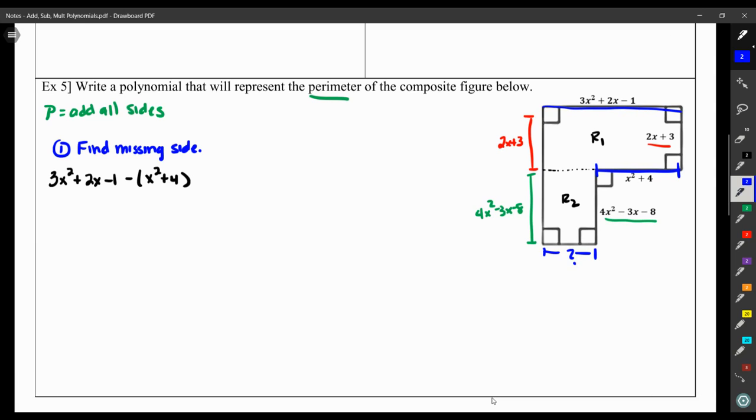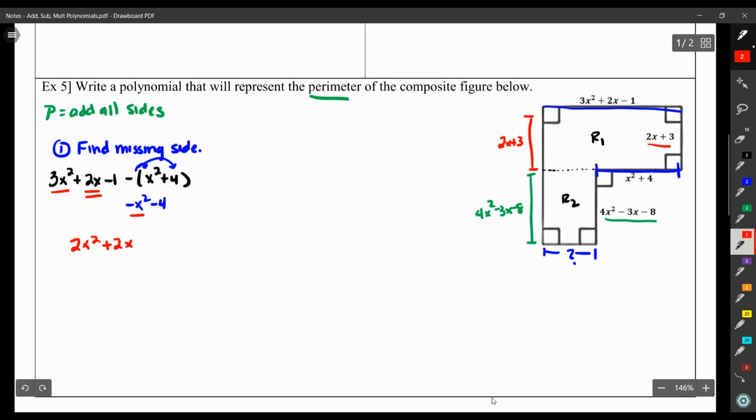And so if I figure out what this is, this will be negative x squared minus 4 because we distribute out the negative. And if I combine like terms, we get 3x squared minus an x squared, so we get 2x squared, 2x, there are no more x's, and then negative 1 and negative 4 make negative 5. So that is this missing question mark piece here, 2x squared plus 2x minus 5. Now that we have all of the sides accounted for, we can simply combine like terms. So I'm going to write these vertically.